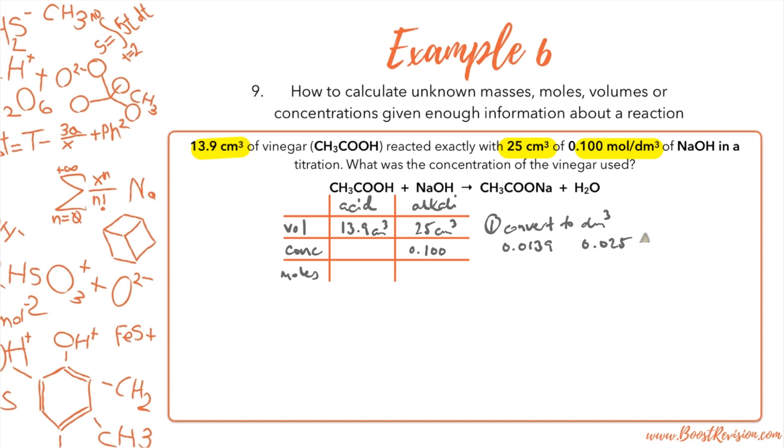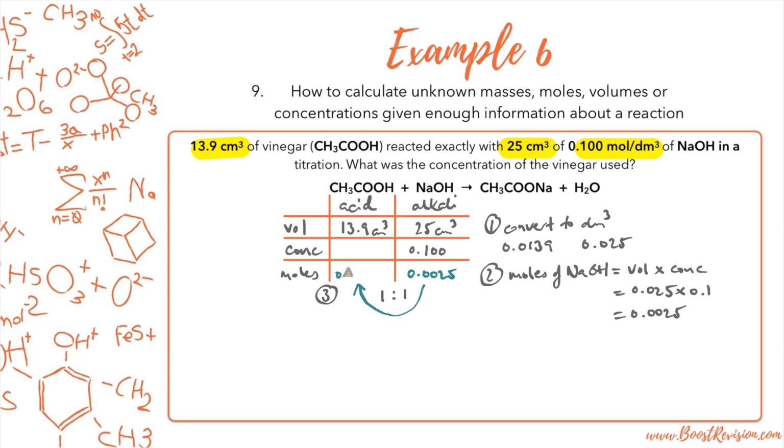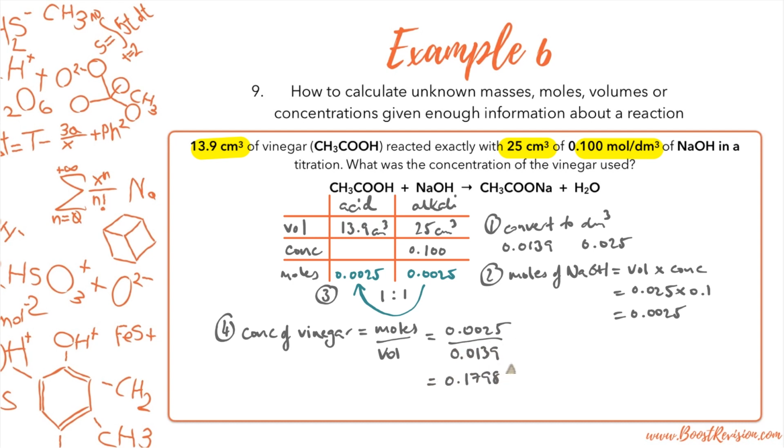Then we can calculate the moles of sodium hydroxide, the alkali, by doing volume times concentration. That gives us moles of 0.0025. The balanced equation tells us that we've got a 1-to-1 ratio of vinegar to sodium hydroxide. So that means there was 0.0025 moles of vinegar as well. We've now got enough information to calculate the concentration of the vinegar, which is what we're looking for. So concentration equals moles divided by volume, and that gives us 0.1798, which is 0.180 moles per decimetre cubed to 3 significant figures.